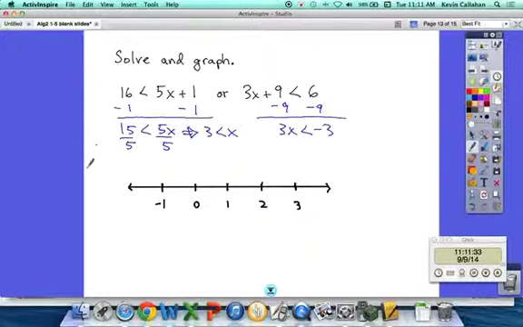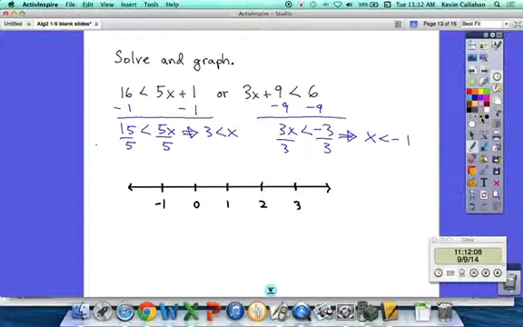Okay, what do I have to do with this next step for that one? Divide 3. Do I need to flip the inequality sign this time? No, because I'm dividing by a positive 3. Don't get confused: there are negatives involved, but it's not what you're dividing by. So do this. Divide 3, divide 3. So x is less than negative 1.